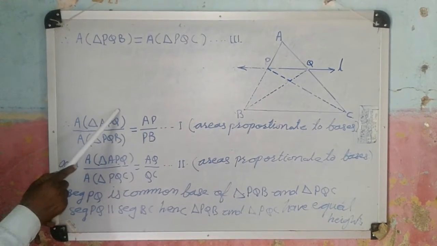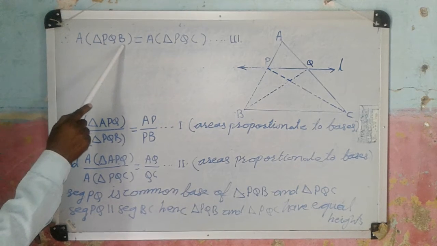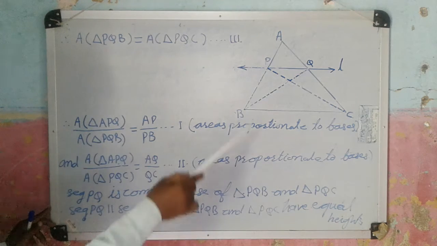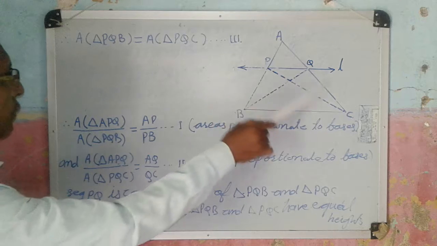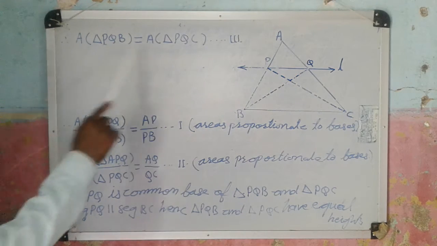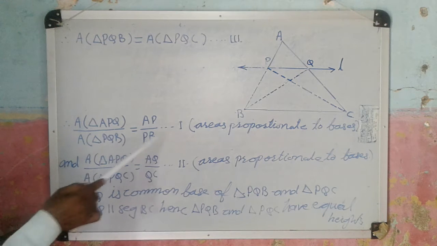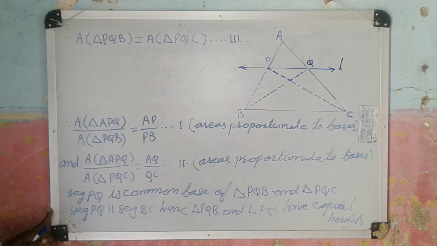So, area of triangle PQB is equal to area of triangle PQC. Now see here, this is our statement 3. Now observe statement 1, statement 2 and statement 3.